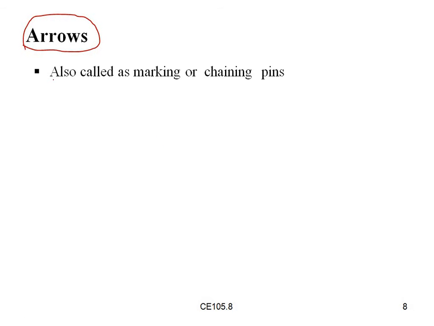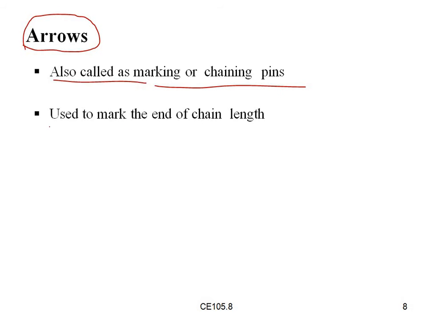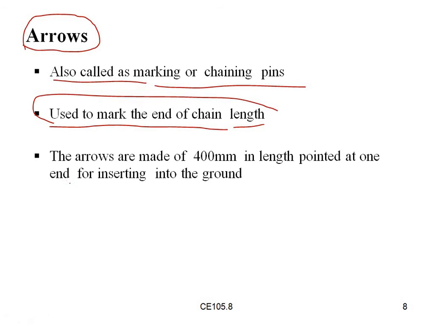And the next is arrows. Arrows are also called marking or chaining pins. These are called marking or chaining pins. They are used to mark the end of the chain length. So these arrows are used to mark at the end of the chain length. That's why arrows are preferably used in the markings.